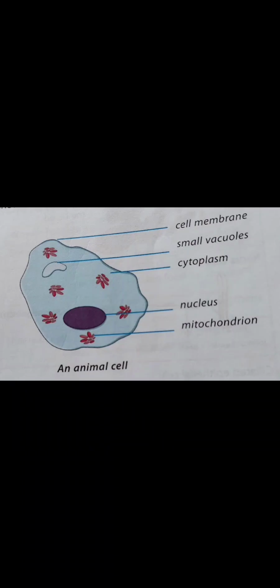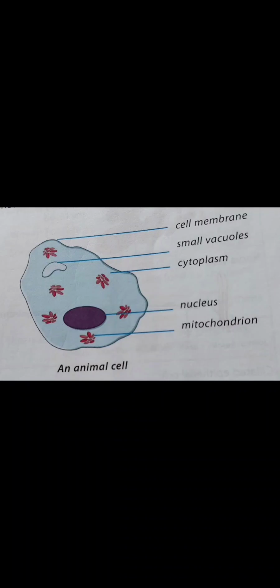Let's discuss the structure of the animal cell. As you can see in this diagram, the outermost membrane of the animal cell is called the cell membrane. Then the second labeled structure is called the small vacuole. Then there is a jelly-like material present inside the cell membrane, called the cytoplasm.